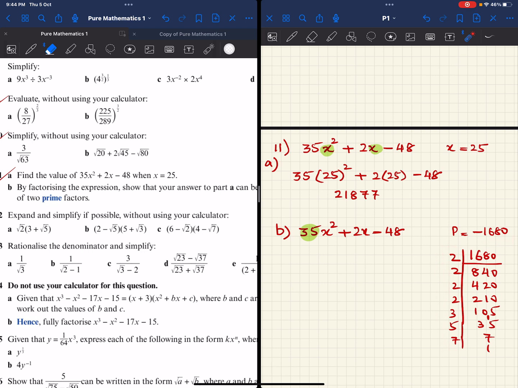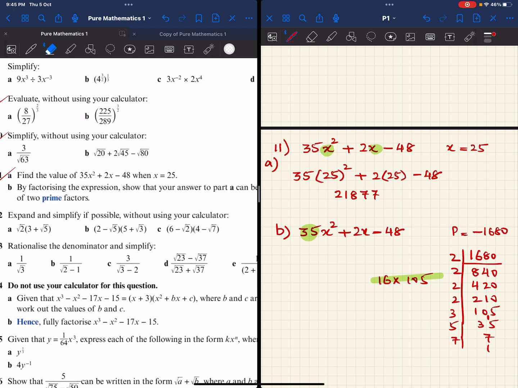We need to divide these into two pairs in such a way that the numbers have a difference of plus 2. So let's try. 2 2s are 4, 4 2s are 8, 8 2s are 16. So 16 multiplied by 3 5s are 15. 15 into 7 is 105. These two numbers clearly don't have a difference of 2, so this is ruled out.